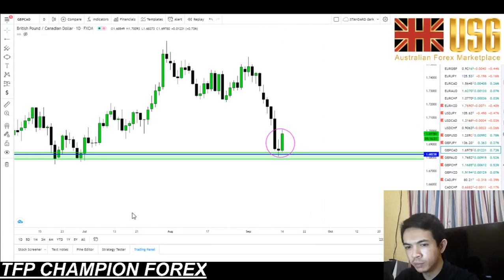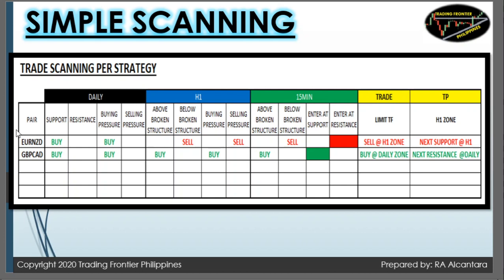So going back to our table for GBPCAD, I know that I am at support level, which is correct. So I can take this as a buy opportunity. Then I saw a bullish engulfing candle, which means there's a buying pressure at the current zone or support level. So I take this opportunity as a buy. So we go down to a lower time frame for an H1.